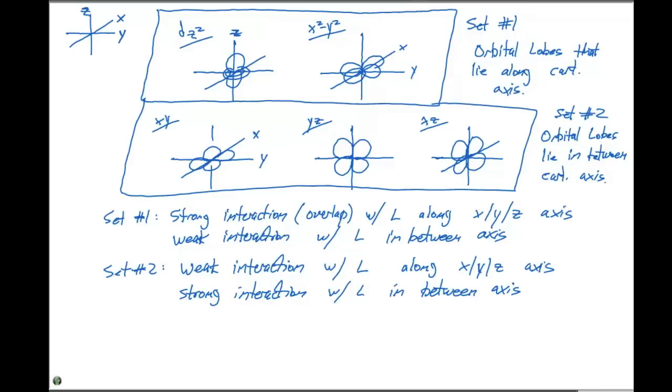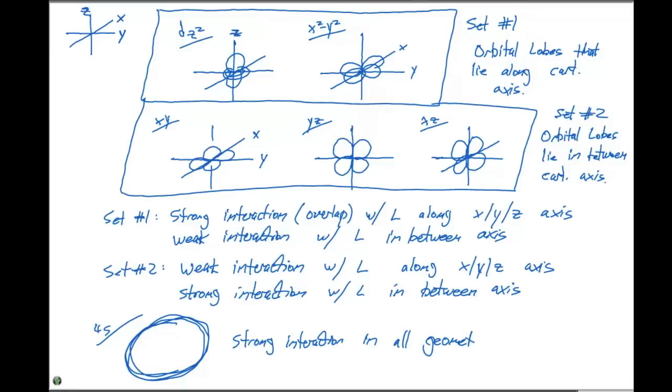Likewise, we can draw the 4s orbital, which extends into space like a basketball, and the spatial extent, or how big this s orbital is, is much larger than the 3d orbitals. So the 4s orbital, since it's completely spherical, has a strong interaction in all geometries. And we can say this is highly symmetric or completely spherical.